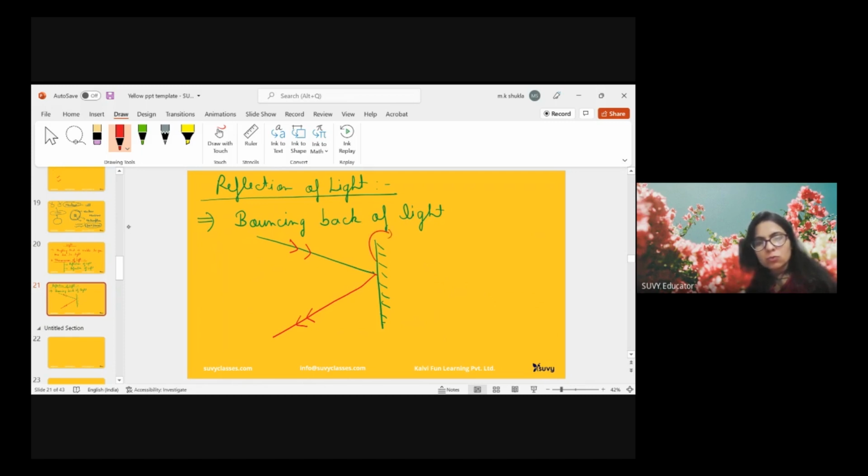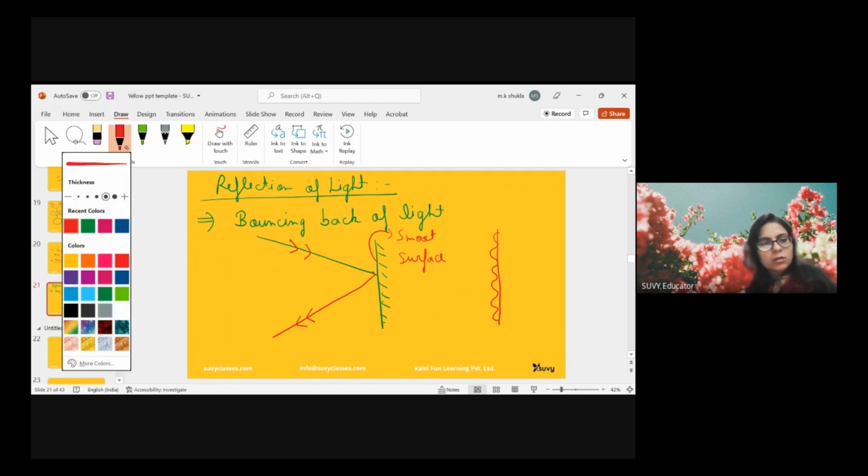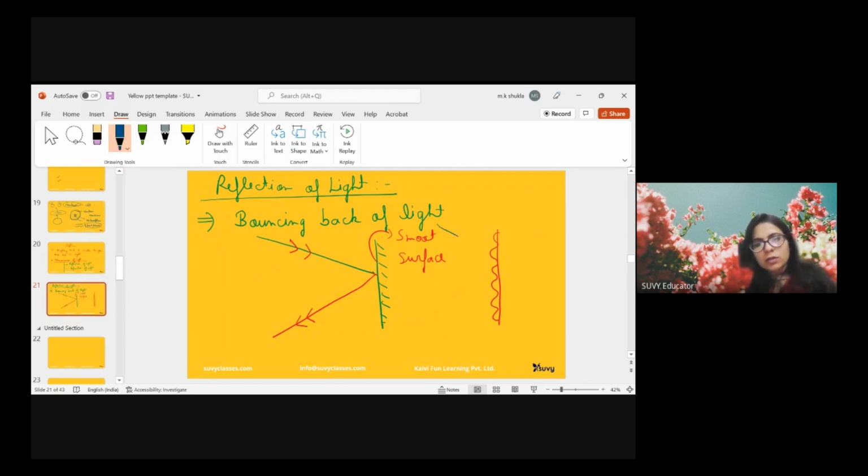This surface is a smooth surface, but if the surface is rough, there are irregularities in the surface. What will happen when any light is incident on it? It will not go in a straight line. It will go like this, anywhere. So the smooth surface and rough surface. Clear?